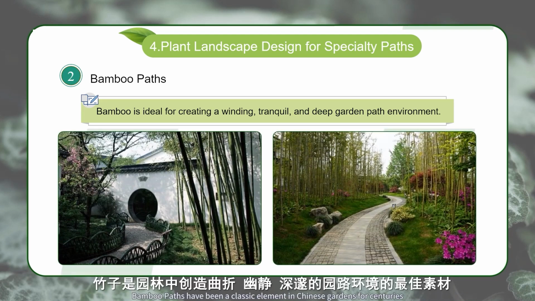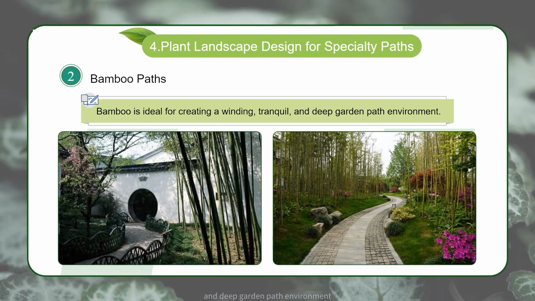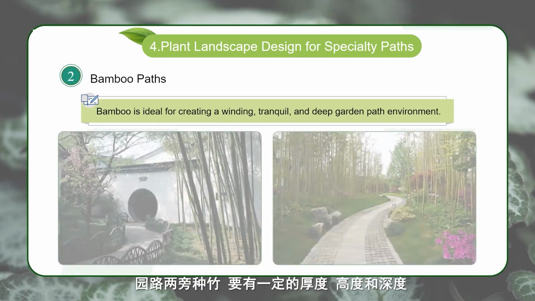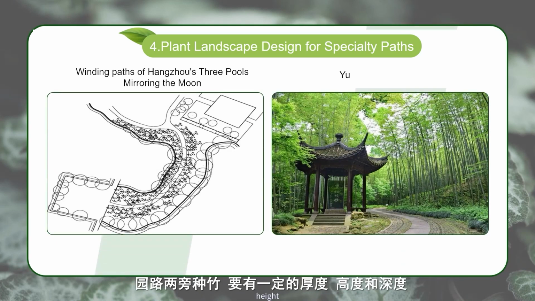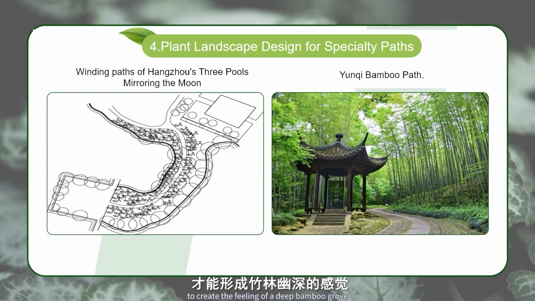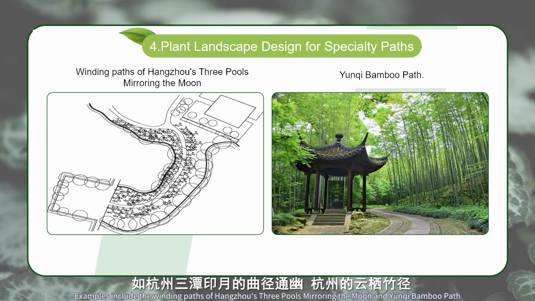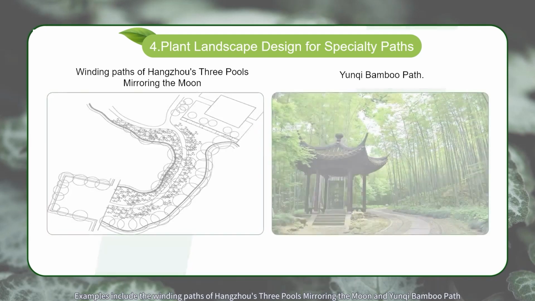Bamboo paths have been a classic element in Chinese gardens for centuries. Bamboo is ideal for creating a winding, tranquil, and deep garden path environment. Bamboo planted on both sides of a path must be of sufficient thickness, height, and depth to create the feeling of a deep bamboo grove. Examples include the winding paths of Hangzhou's Three Pools Mirroring the Moon and Yunqi bamboo path.